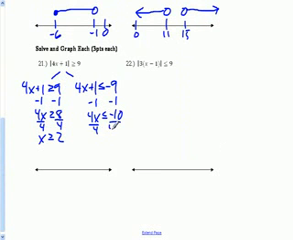I divide each side by 4. So I get x is less than or equal to. And once again, I can write this as a mixed number. I'm going to leave it as an improper fraction. So that's a negative 5/2. All right, which is a negative 2.5.